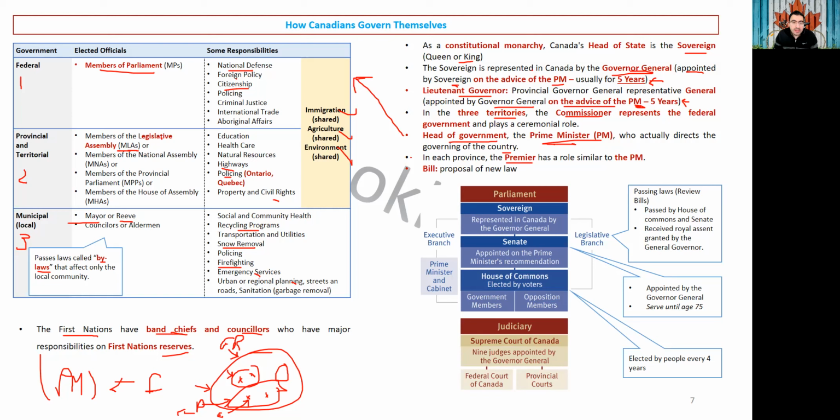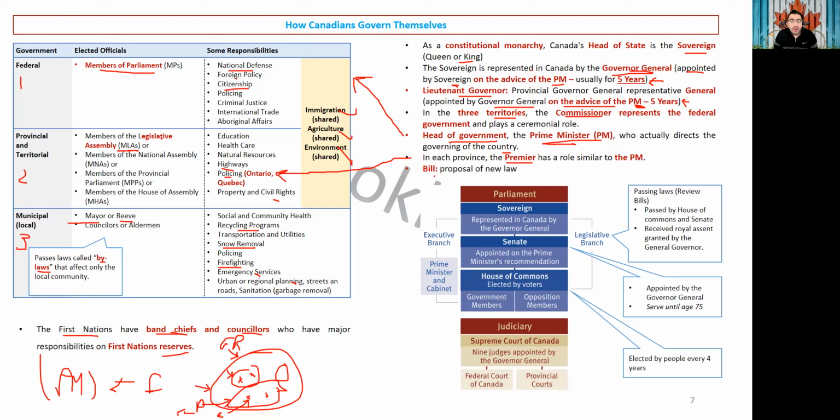Okay, and this is on the province level. In the province level, the premier is the head of the government. It plays the same role as the prime minister. For example, in Canada now, Trudeau is the prime minister of the federal government, but in Ontario, we have Ford. Ford is the head of the government of Ontario. So the prime minister, or PM, is Trudeau, but the premier of Ontario is Ford. Okay, I hope this is clear.